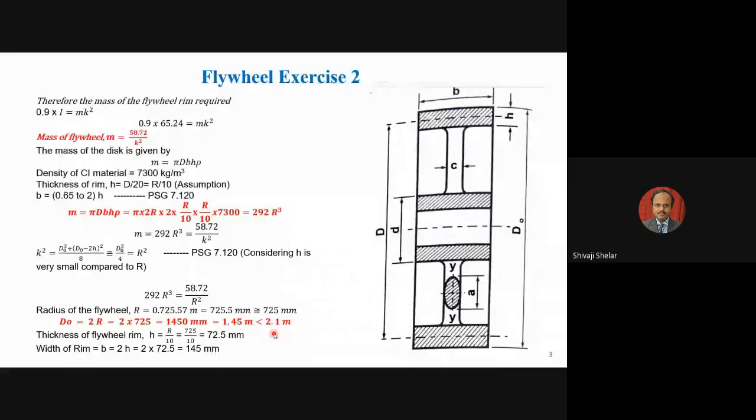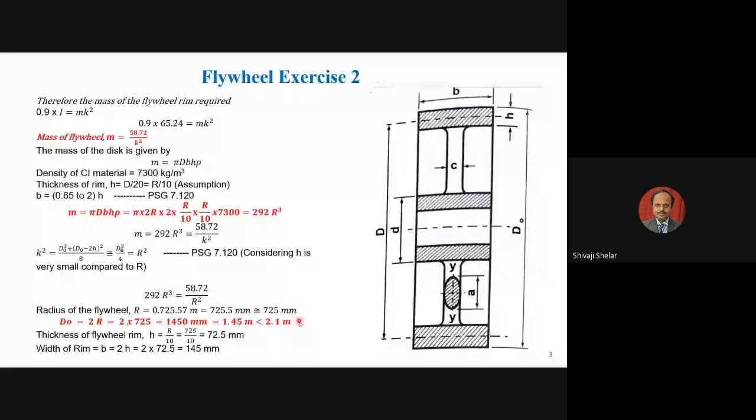The 2.1 meter diameter is based on a certain speed limit, that for certain RPM, if your diameter is up to 2.1 also, then the centrifugal forces will be minimum. So I can show the diagram here. The various types of speeds are used here.